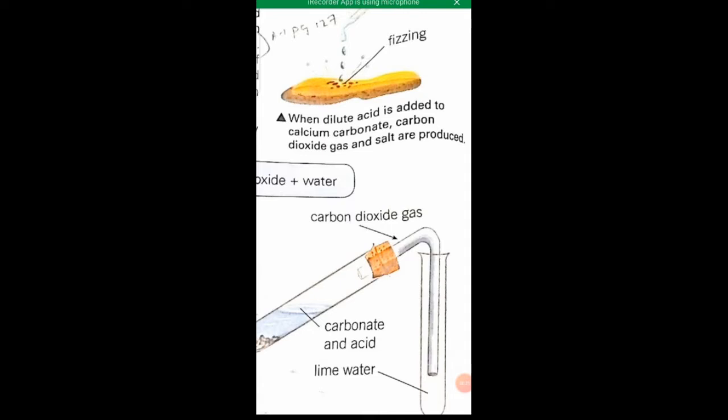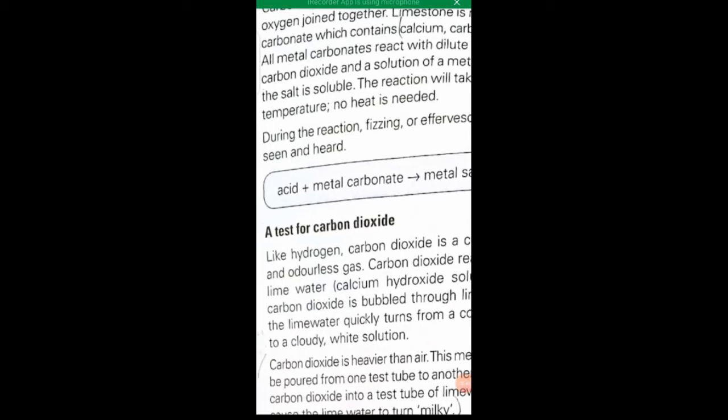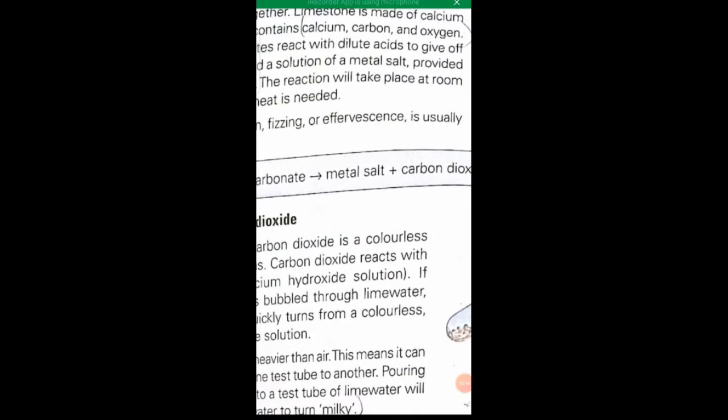Over here limestone is made up of calcium carbonate, which contains calcium, carbon and oxygen. During the reaction, effervescence is usually seen and heard. This effervescence is due to the presence of carbon dioxide. This is the reaction: acid reacts with the metal carbonate to form metal salt and carbon dioxide, and water is released.